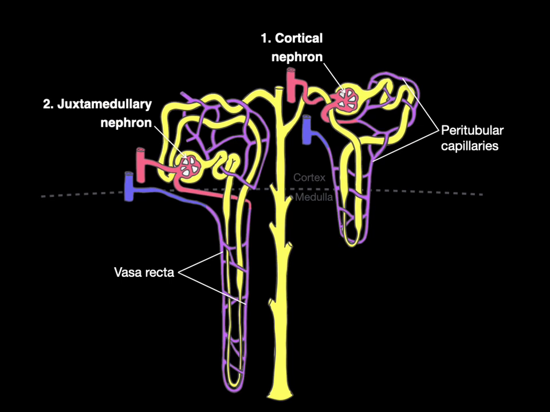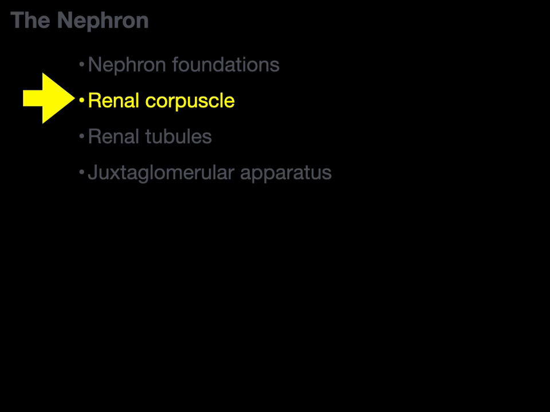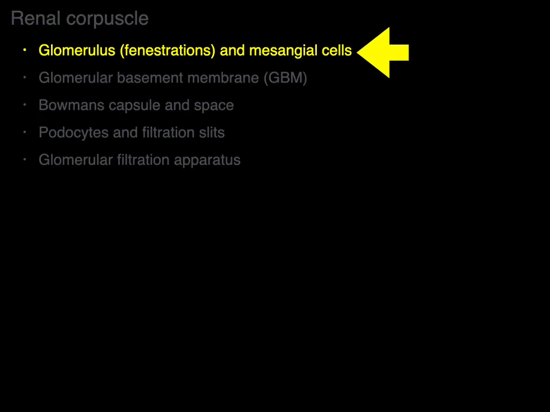So there are those two types of nephrons. All right, there's topic one. Topic two is the renal corpuscle. And let's begin by talking about the glomerulus, its fenestrations, and the mesangial cells.